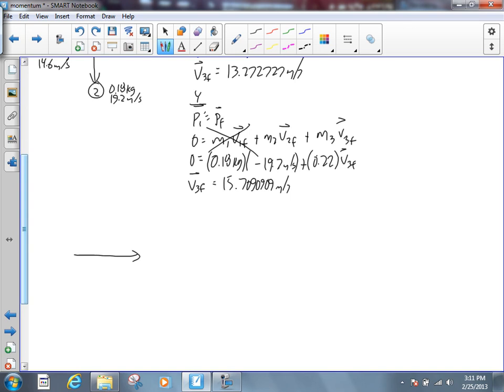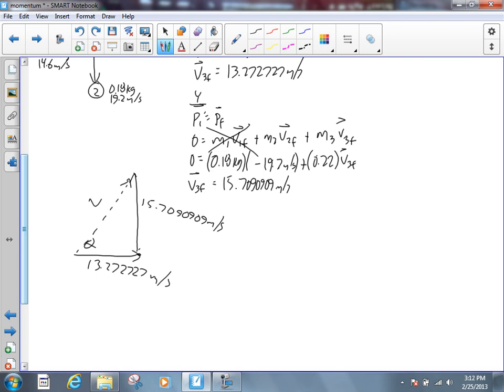We've got 13.272727. We've got 15.7090909. Remember that these vector diagrams are always drawn head to tail, okay? Front to back. Never front to front, never back to back. The resultant vector is drawn from start to finish. And the angle is always drawn down here at the beginning.